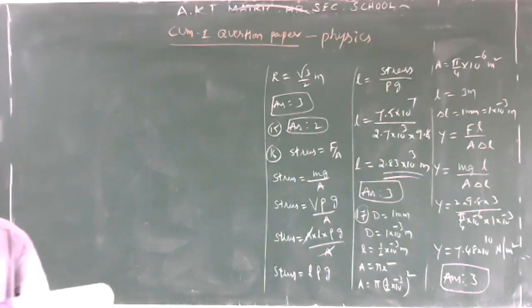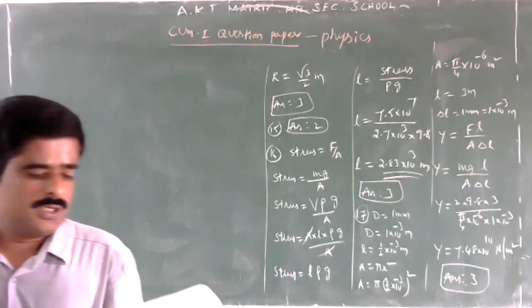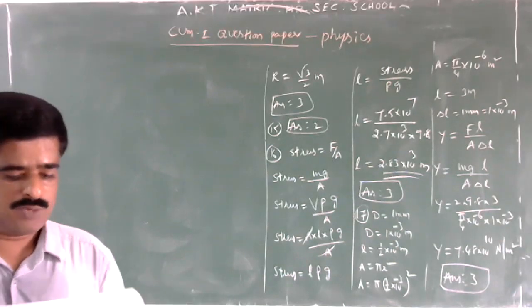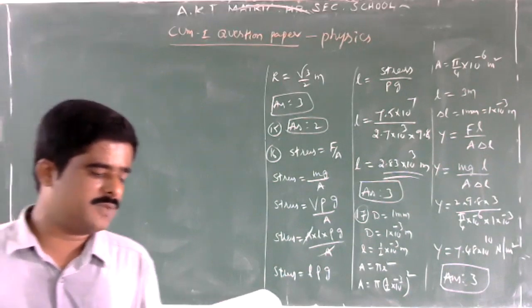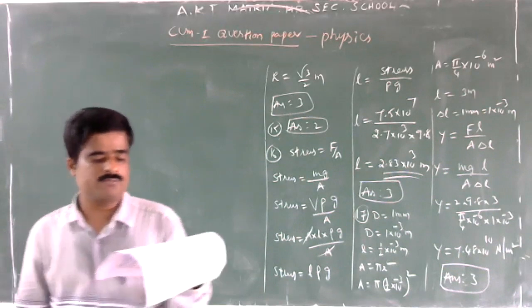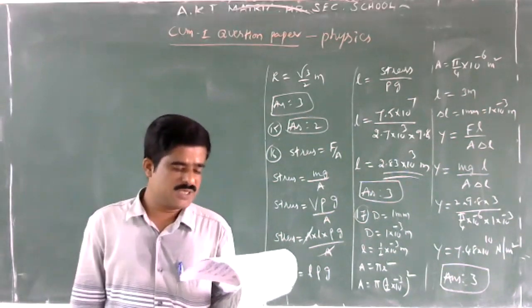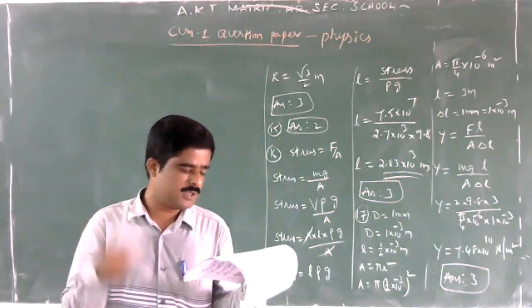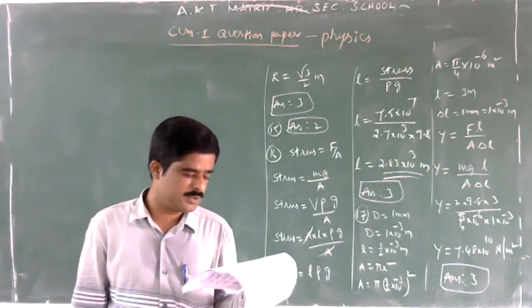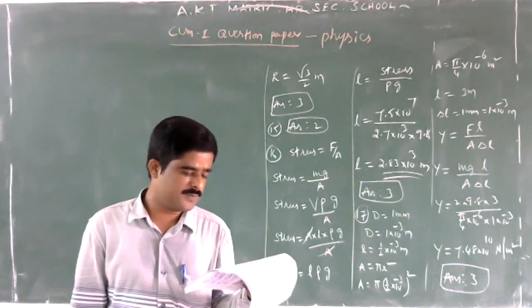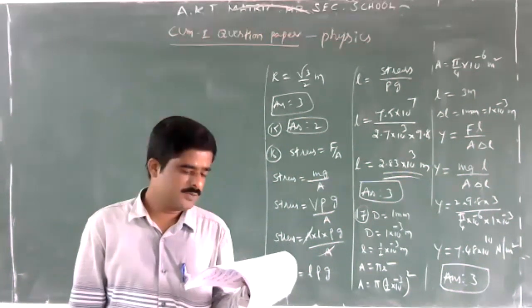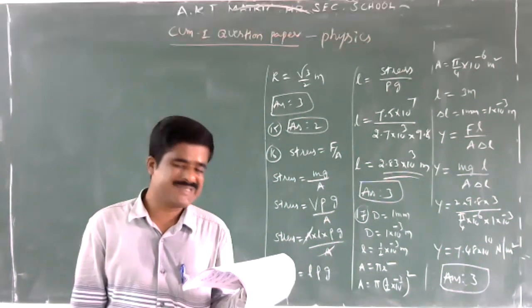Next, the 18th one. A steel wire of diameter 2 millimeter has a breaking strength of 4 × 10^5 Newton. What is the breaking force of a similar steel wire of diameter 1.5 millimeter? Okay. Here two wires are given. The diameter is given. For the first wire, the breaking strength is given, 4 × 10^5 Newton. But what is the breaking force required for the second wire?